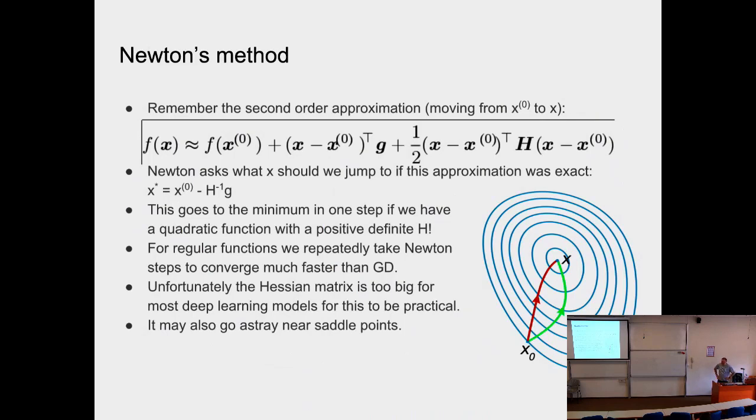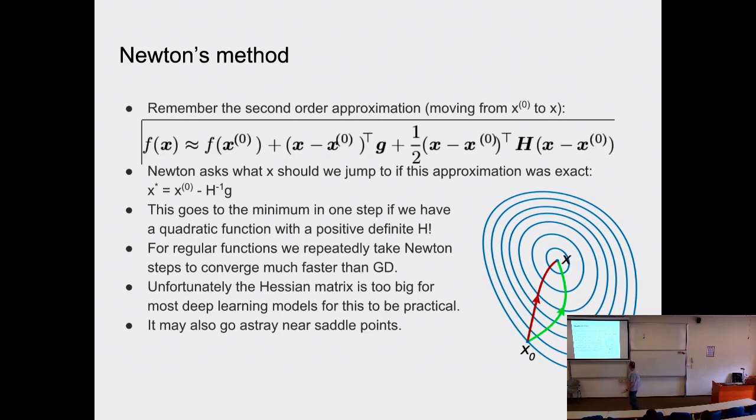Okay, so Newton asked, after he invented calculus, if I was to take an ideal step, what is the direction and size of this ideal step? Okay, so let's answer both questions at once. What would be the ideal direction? What would be the ideal size? Assuming a second order approximation of my function.